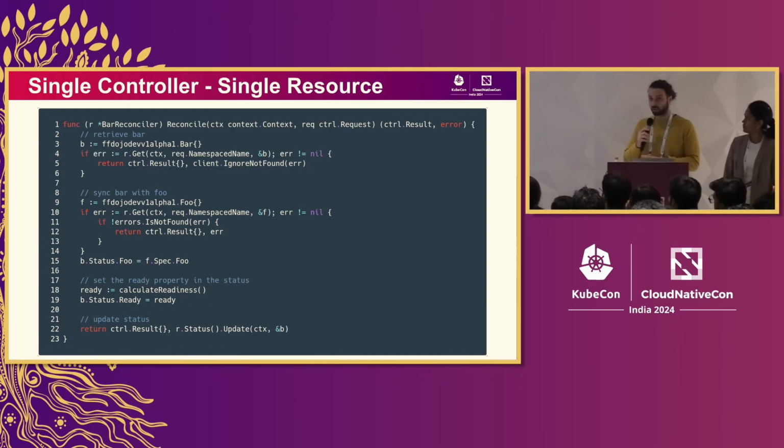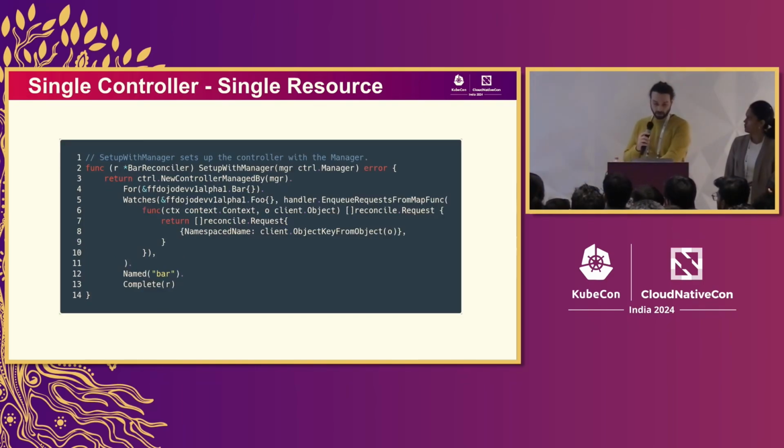However, the bar reconciler, as we said, is way more complex. It's checking if bar exists, and if it exists, it will go and get foo, and it will update the status of bar coherently. After that, it will calculate the readiness, update the status of bar, and update it.